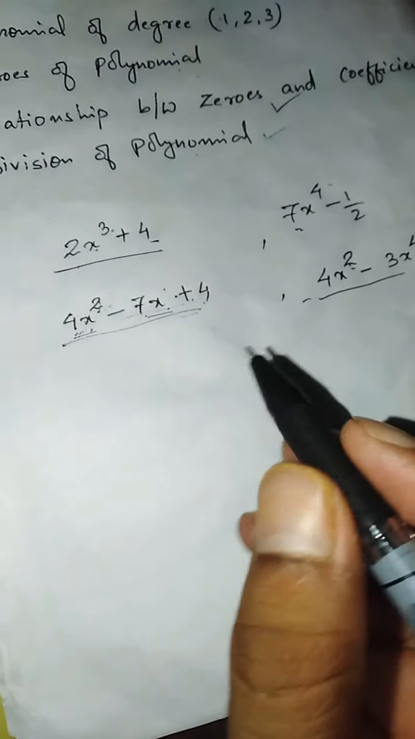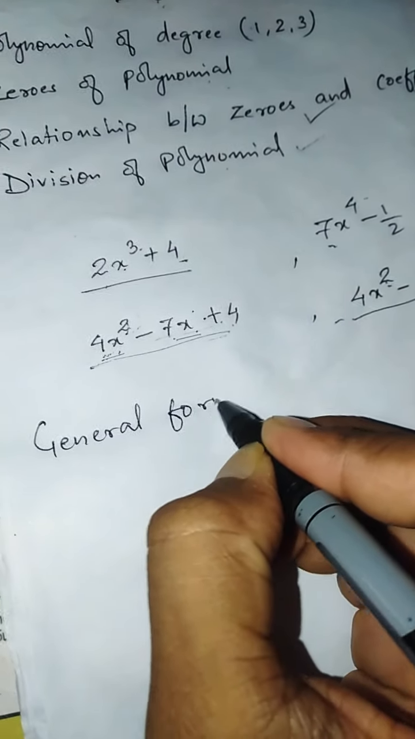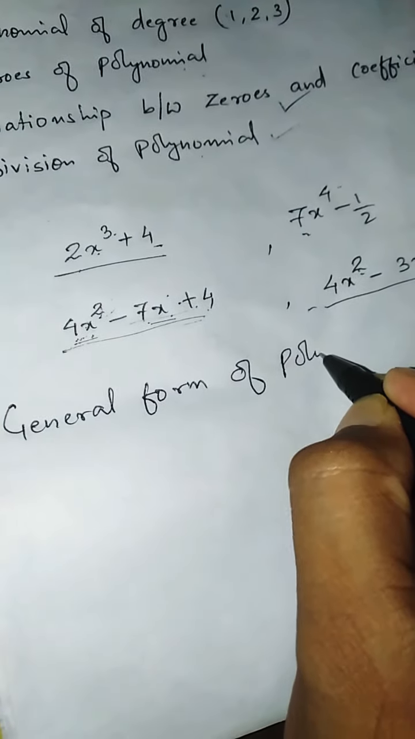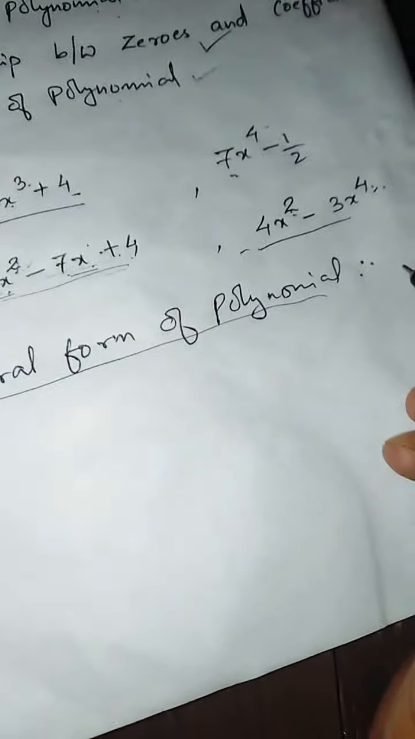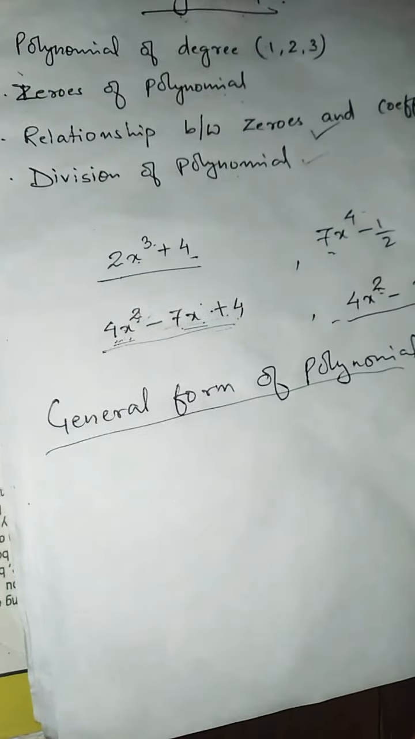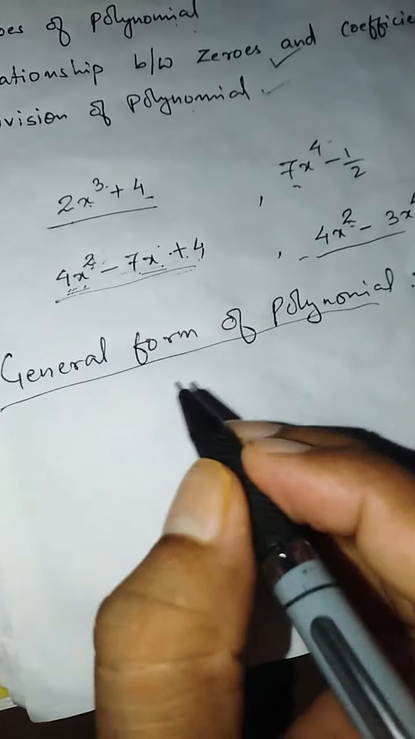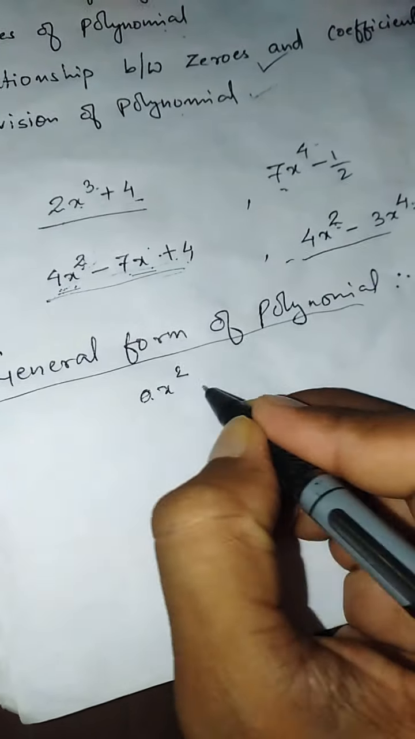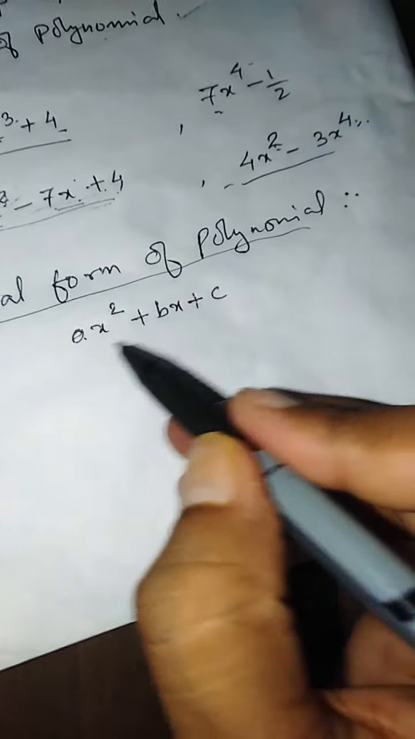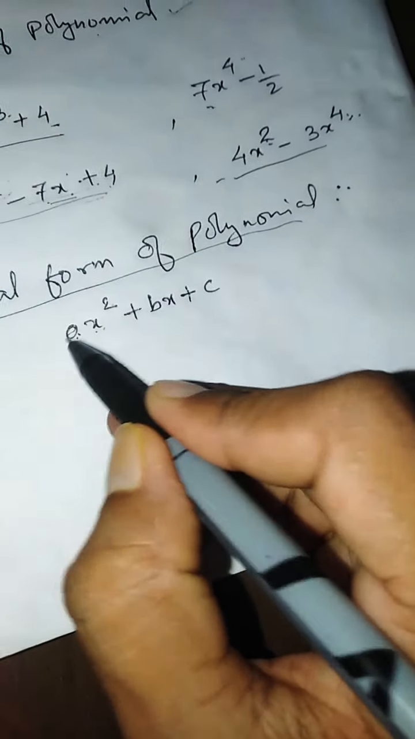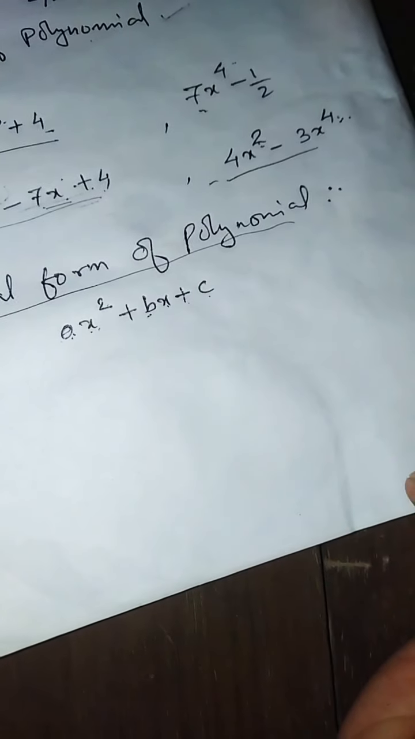Now let's go to the next topic, that is general form of polynomial. I request all of you to go on making notes. Whatever I am writing here, copy it, note it down. General form of polynomial can be written as ax square plus bx plus c. This is called the general form of polynomial. Here a is the coefficient of x square, b is the coefficient of x, and c is the constant term.